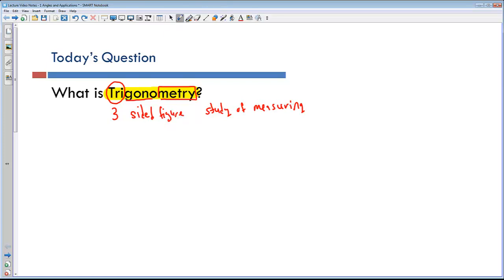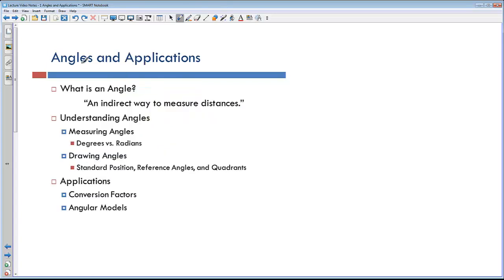figures, or we can just write this as the study of triangles. All right, so it's really just a study of triangles. So that's sort of a literal translation of what the word trigonometry actually means. And today we're going to start with sort of the simple ideas. We want to take a look at angles and some of its applications.